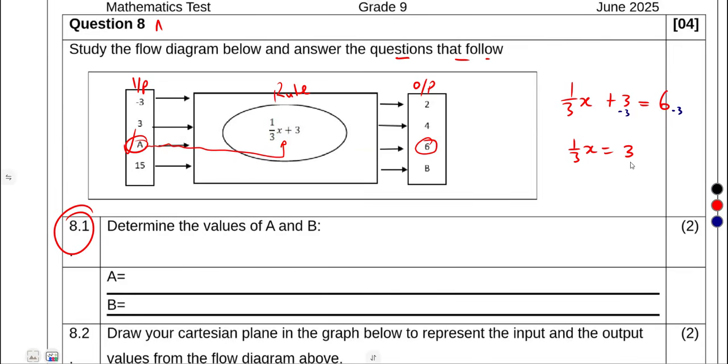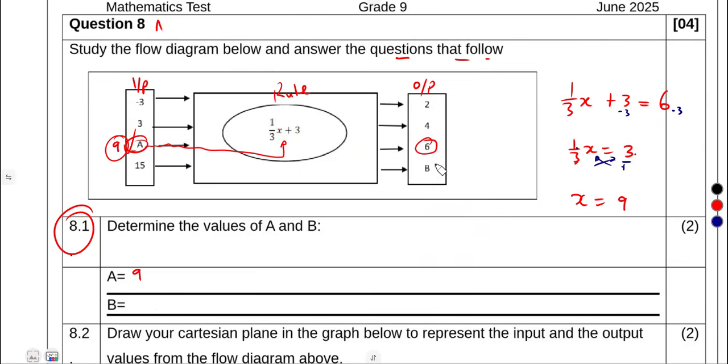Then cross multiply, or simply multiply here. 1 times 1x, that's x. 3 times 3, that's a 9. You multiply 3 by 3. So x is equal to 9, representing the input value, which is our A. Just like that, all right?